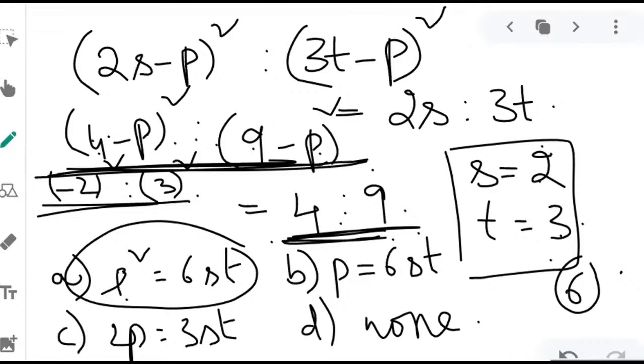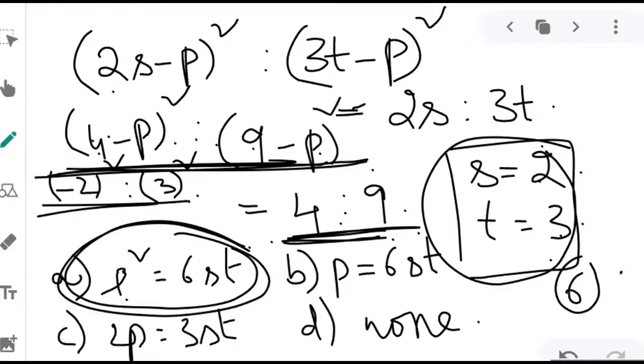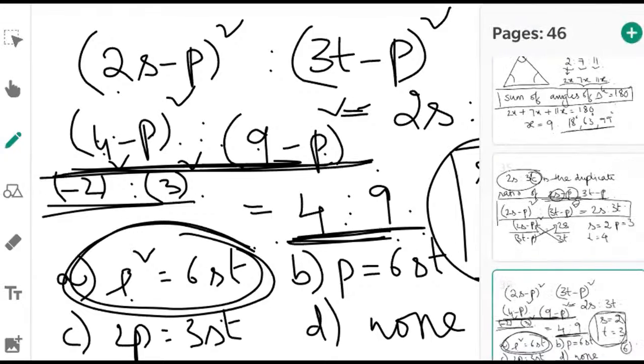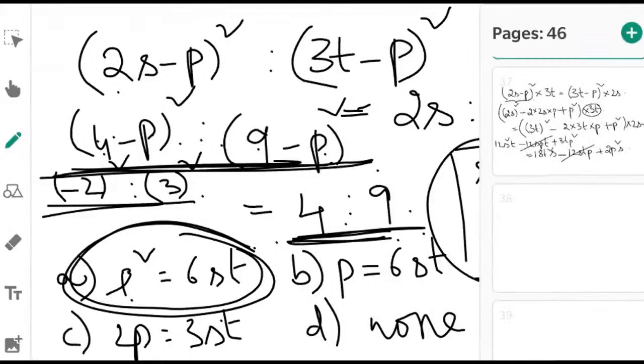So when you have problems like this, take some random numbers and try to solve it. Don't do the whole problem. Instead, do substitution in both the question and the answer and see which one will match. Does it make sense, Mamata? Yes, ma'am. Okay. And then what is the next question?